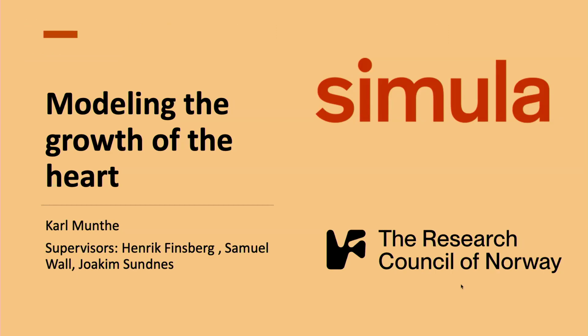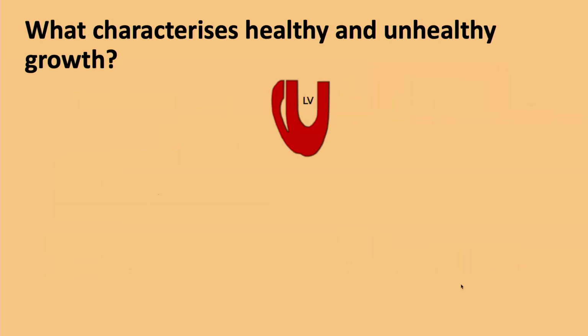My name is Karl Munthe. I'm going to tell you, qualitatively, how we model the heart, both mathematically and numerically. Thank you to my supervisors, Henrik, Samuel, and Joachim. Just really quickly, I should mention that normally you don't model the entire heart. You just choose a chamber. There are four different chambers you can choose, and the one I work with is the left ventricle, because that's the one that spews blood from the heart out into the body.